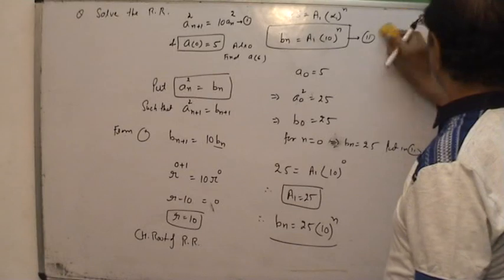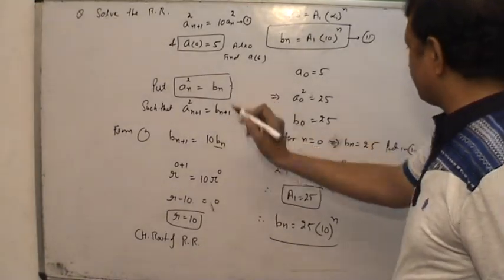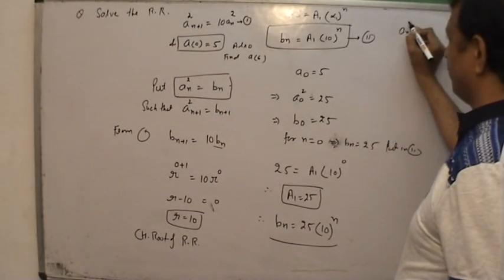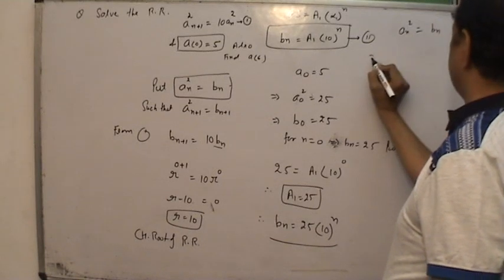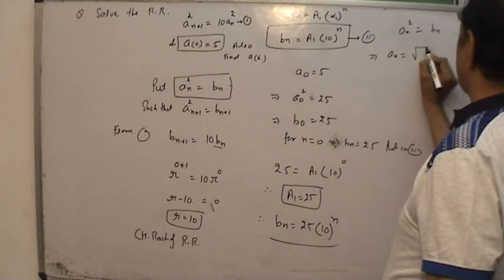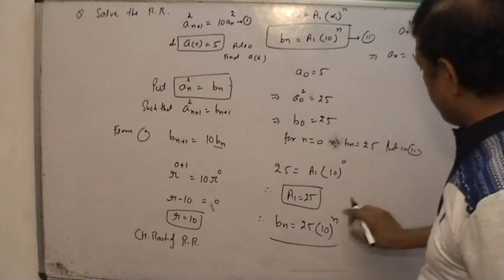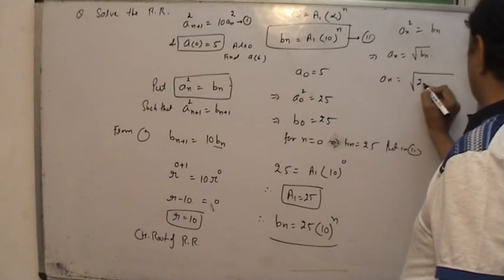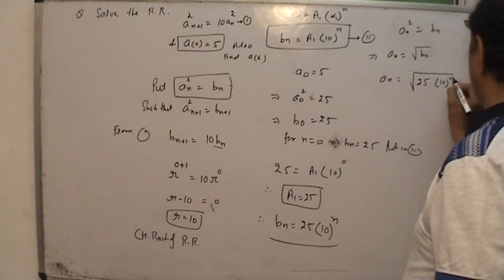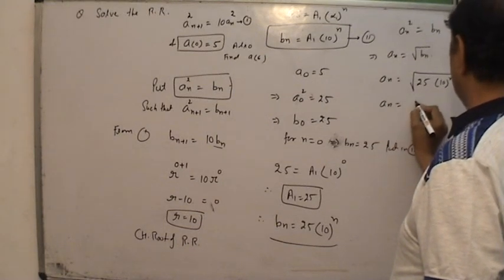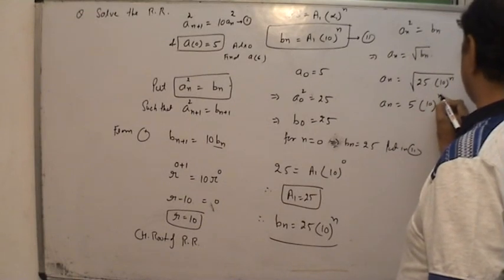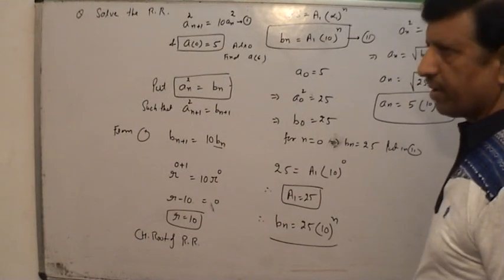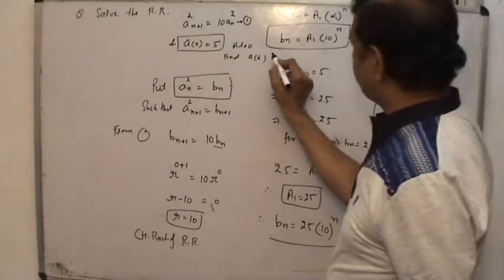Let's see. From this relation, bn is equal to a square n. This implies an is equal to the square root of bn. And what is bn? bn is this. Then an is equal to the square root of 25 into 10 raised to the power n. It means an is equal to 5 into 10 raised to the power n by 2. It is the general solution of this quadratic recurrence relation. Only one step is extra.